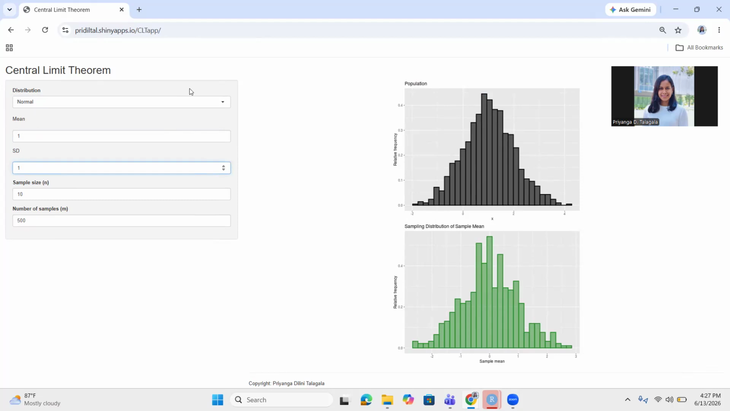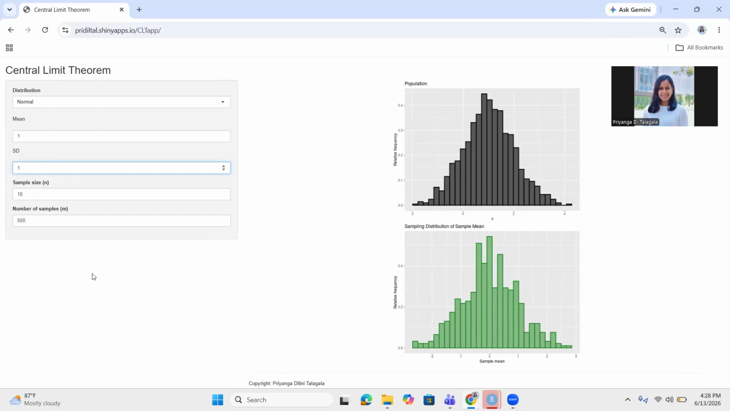Everyone, in this video, I'm going to demonstrate an interactive Shiny application built in R that helps us understand one of the most important results in statistics, the Central Limit Theorem. The Central Limit Theorem states that regardless of the original population distribution, the distribution of the sample mean tends to become approximately normal as the sample size increases. This is a foundational concept in statistical inference, but it is often difficult to fully understand from equations alone. This app is designed to make this idea visual and intuitive.